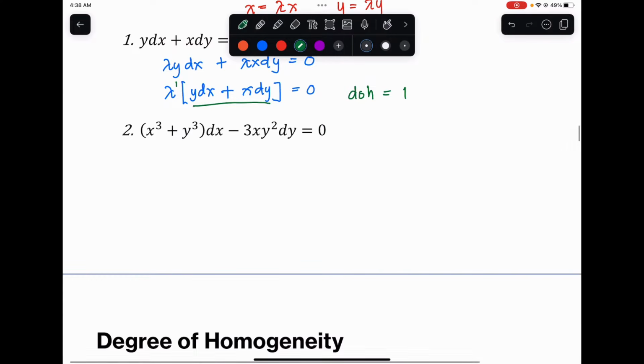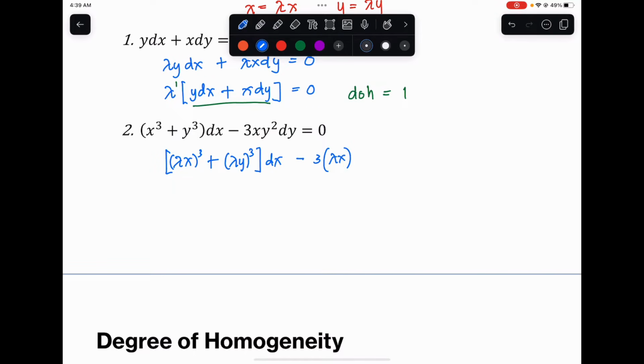So number 2 is another homogeneous equation. Okay, so doing that, we can change x to lambda x, so lambda x raised to 3 plus lambda y raised to 3 dx, then minus 3 times lambda x, then lambda y squared dy is equal to 0.